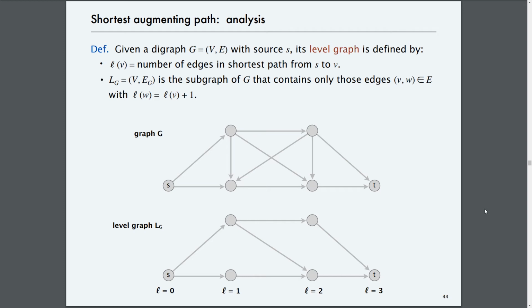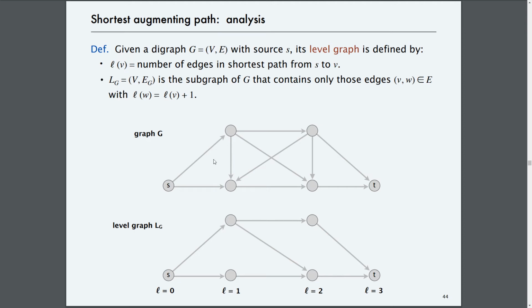So something you do with BFS is you sometimes look at the level graph. A level graph is defined by the level it is at. So each node has the level it is at. It's just the number of edges in the shortest path from S to V. So it's just the distance really. And then the level graph is a subgraph of G which only contains the edges where the level increases between them. So like here we have level 0, 1, 2, and 3.